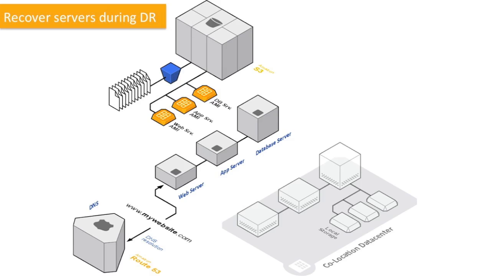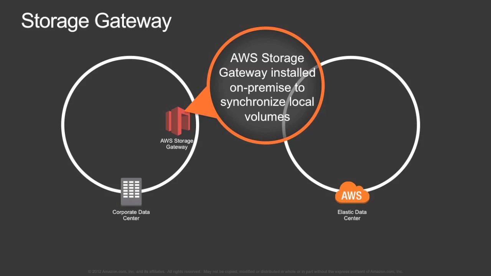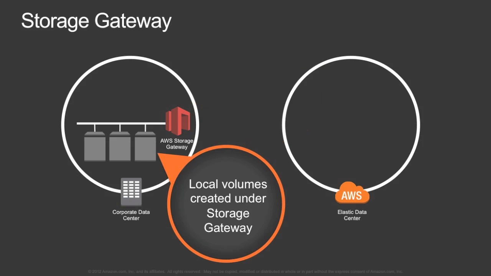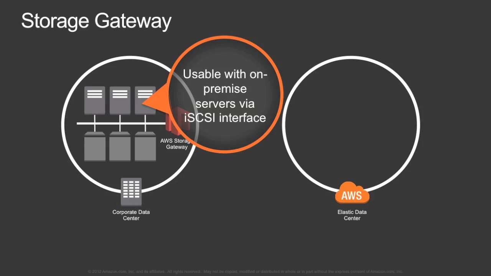One of those services is AWS Storage Gateway. So Storage Gateway installs in your local environment. So shown on the left is your corporate data center, and on the right is your, let's call it the elastic data center in AWS. And the Storage Gateway gets installed on premise, and ultimately it's there to synchronize local volumes. So under the Storage Gateway, you create some local volumes against your physical hardware that you've got in your environment. And then you can run against those volumes using an iSCSI interface.